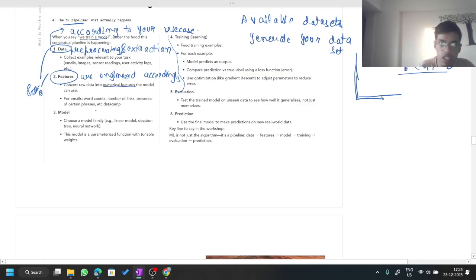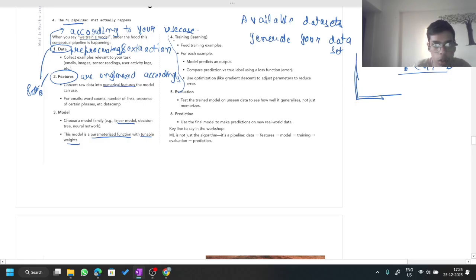And again, features come from domain knowledge. Maybe you can seek some expert in that domain or try to search it out yourself. Then the model comes out to be a good choice as to what model to take, like a linear model should suffice, or a decision tree, or a neural network. These are some kinds of models which I will discuss later in this presentation. Again, these are parameterized functions where weights are tunable indeed.